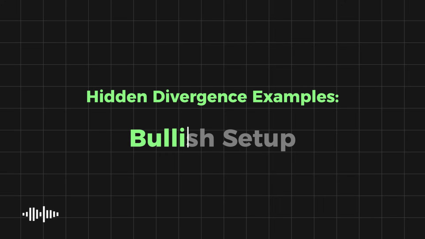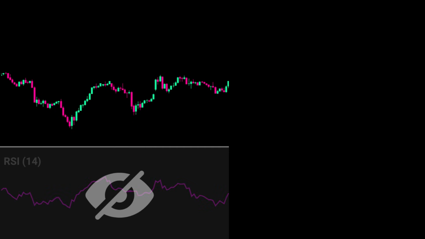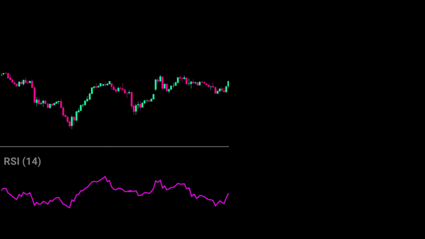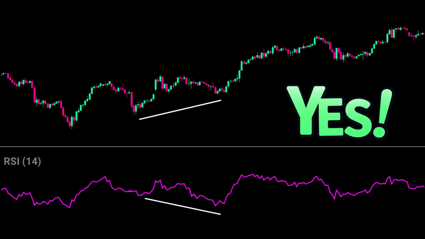Hidden divergence examples. Bullish setup. In this chart, the trend is up. Price makes higher highs and higher lows. RSI is also going up. Now the price pulls back a little. If you look at the chart without RSI, it may look like the trend will reverse. But using RSI, we can see a bullish hidden divergence. Price makes higher lows. RSI makes lower lows. This shows that the uptrend is likely to continue. And yes, the price keeps going up after the bullish hidden divergence.